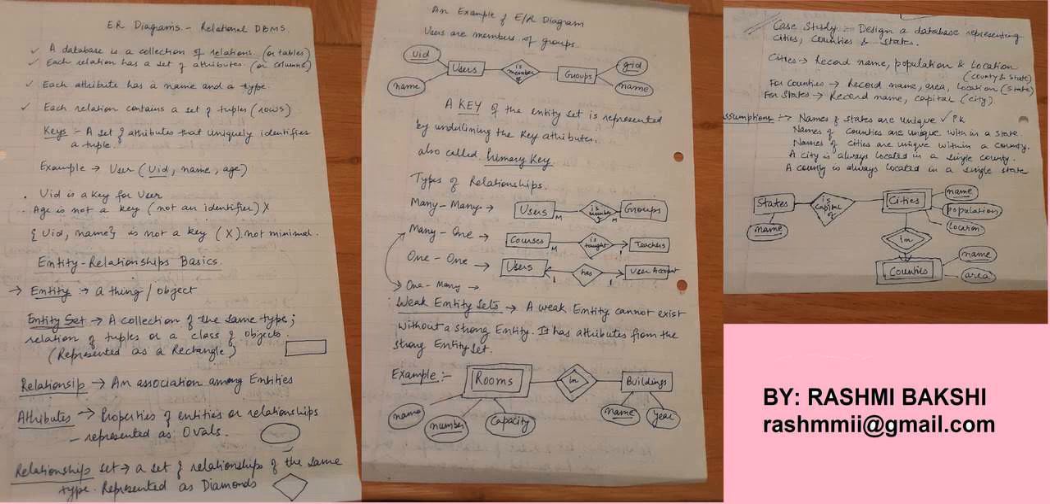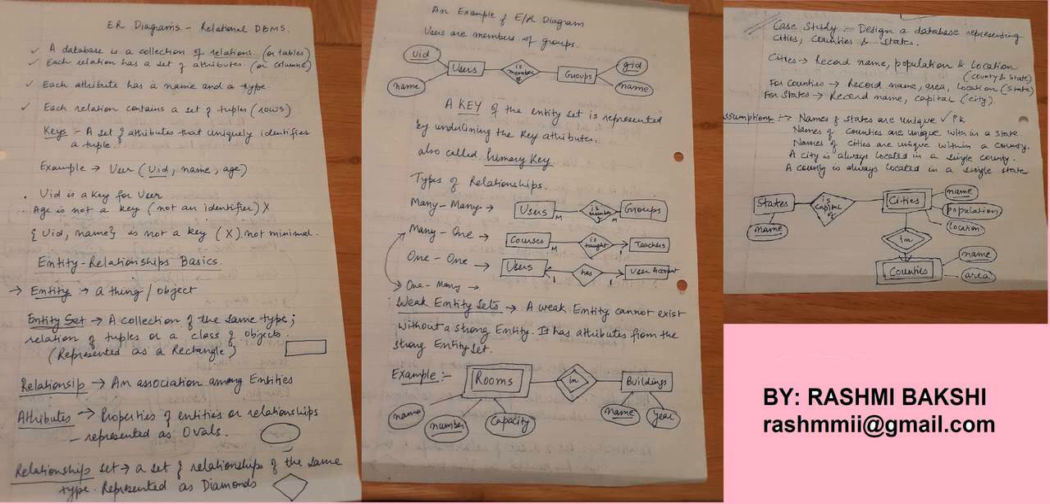Okay, hello everyone. So this short tutorial is about ER diagrams in relational databases. So we will start with, first of all, what is a database? It is a collection of relations, or also known as tables. And each relation will have a set of attributes, where attributes are the properties of a particular table.